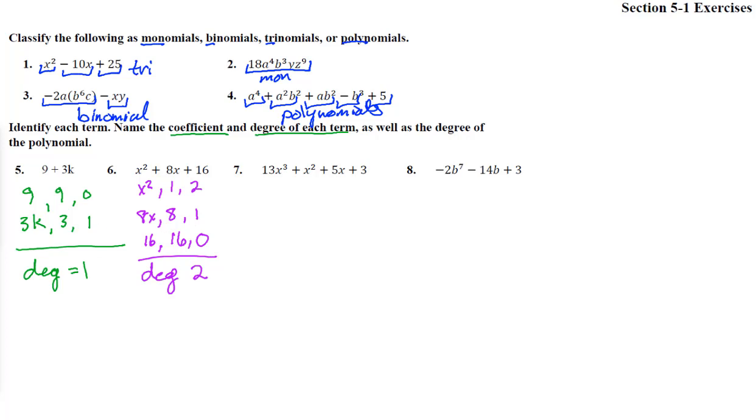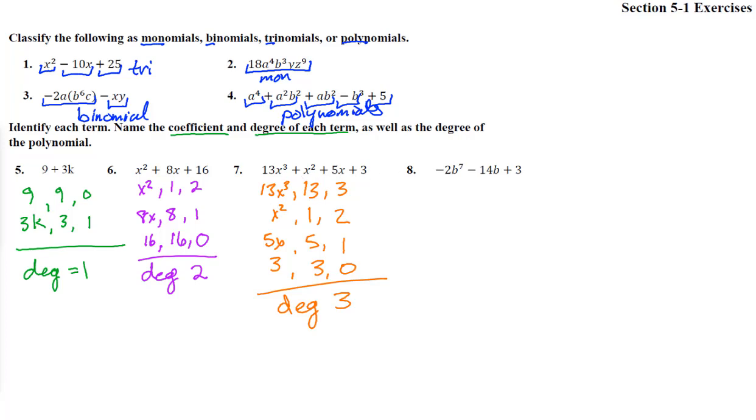All right, number 7. We have 13x cubed is 1, then x squared is the next one, then 5x is the next one, then 3 is the next one. Coefficient on each one of them. This one is a 13, that's a 1, that's a 5, that's a 3. So the coefficient is the number in front of it, and then the degree is the exponent on the variable. It's a 3, that's a 2, that's a 1, that's a 0. Degree of the polynomial is the largest one of those, which is a 3. This is a third degree polynomial.